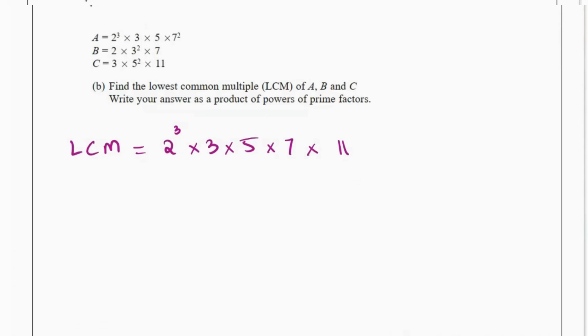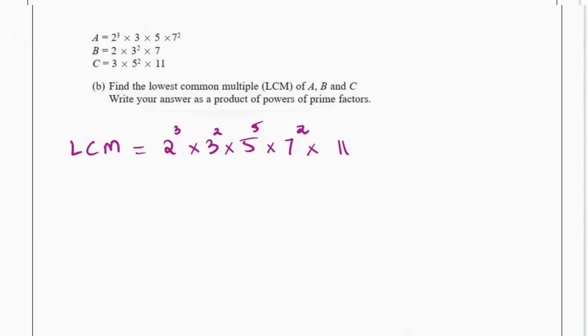For 3, we see that from A, B, and C, which one shows the highest power? That is B, so that's going to be 3 squared. For 5, it's 5 squared from C. For 7, it's 7 squared from A. And for 11, it's just once, so we keep it as it is. So the question said to give the answer as a product of powers of prime factors. This is the answer. There's no other calculation to this.